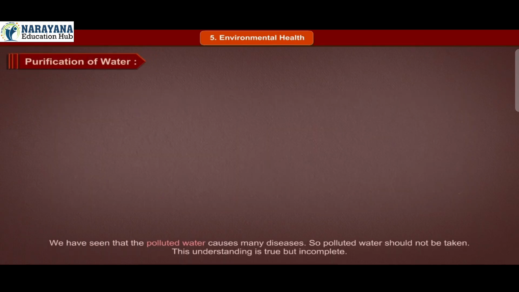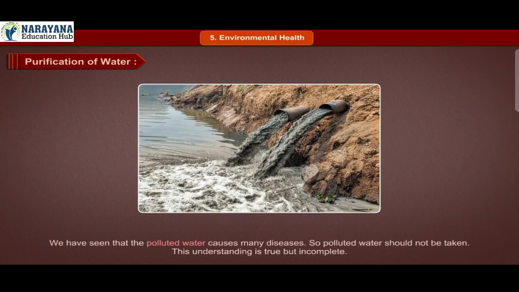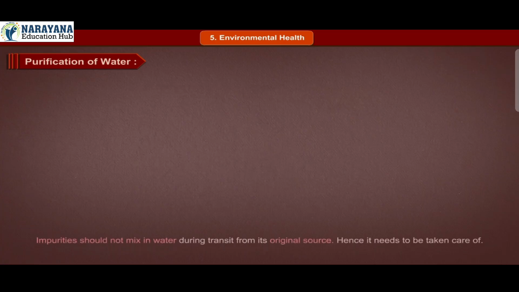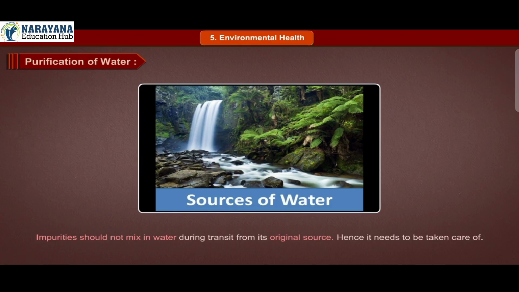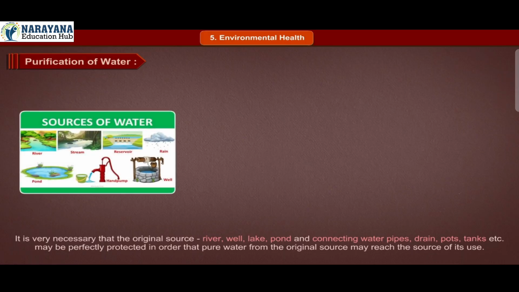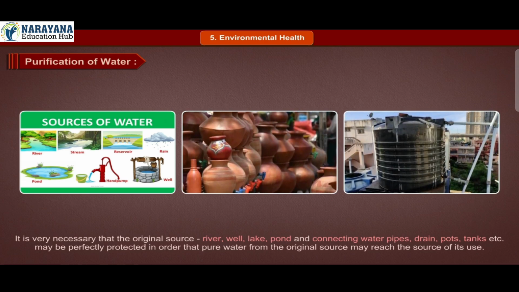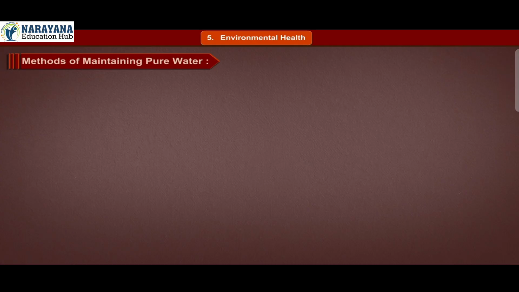Purification of water. We have seen that polluted water causes many diseases. So, polluted water should not be taken. This understanding is true but incomplete. Water which appears pure also can be polluted. The pollution of the original source of water is responsible. Impurities should not mix in water during transit from its original source. Hence, it needs to be taken care of. It is very necessary that the original source, river, well, lake, pond, and connecting water pipes, drains, pots, tanks, etc. be perfectly protected in order that pure water from the original source may reach the place of its use.